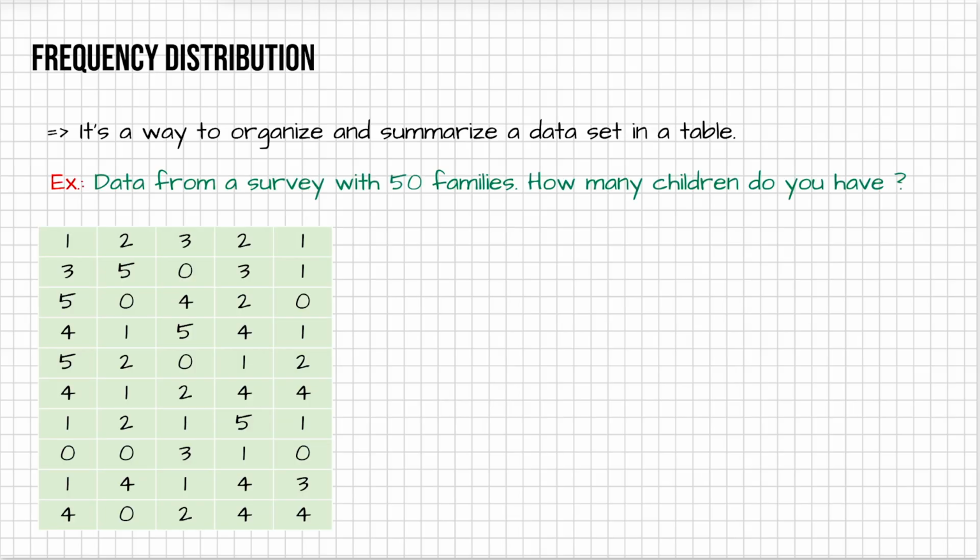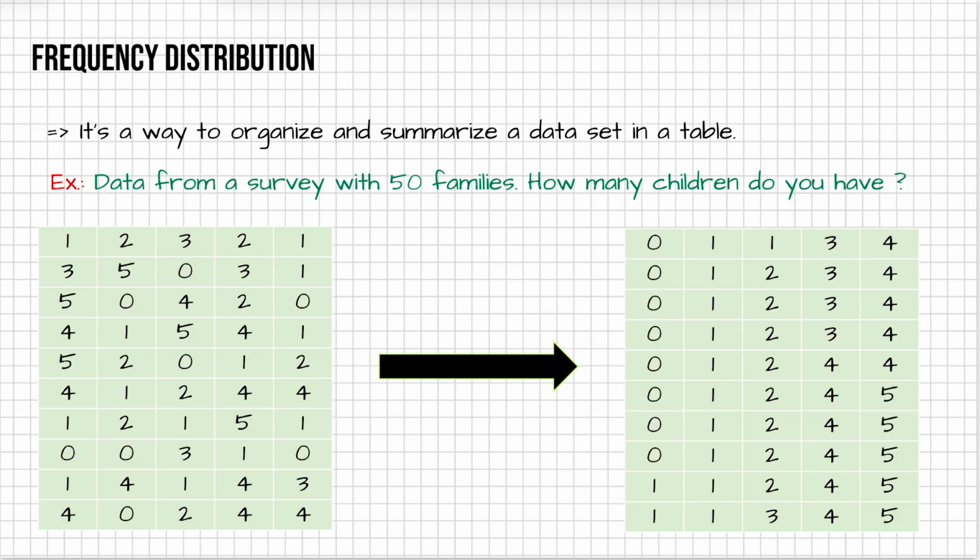Here we have a table that shows 50 answers to a survey question: How many children do you have? Just looking at the table like it is presented, we can't really draw any conclusions or get any useful information from this survey, since the data is all disorganized. So our first step is to organize this data in ascending order. Now that the table's sorted, we can get a better sense of things. At the very least, we can easily spot the minimum and maximum values.